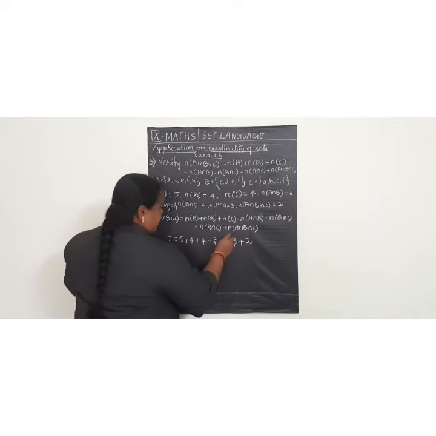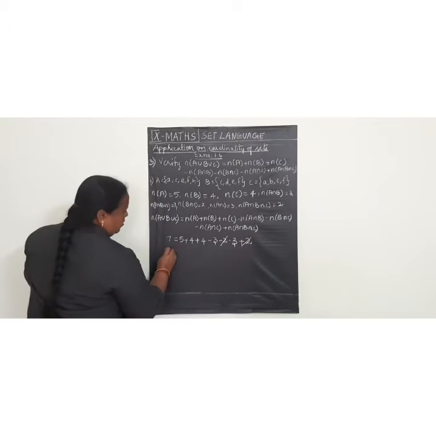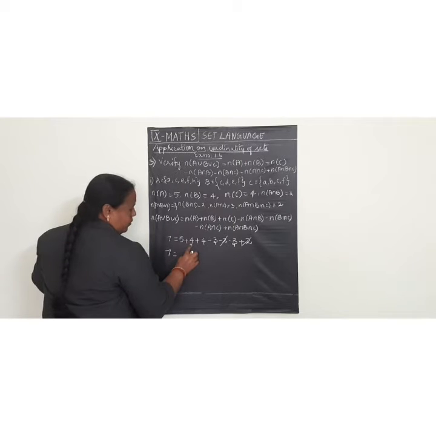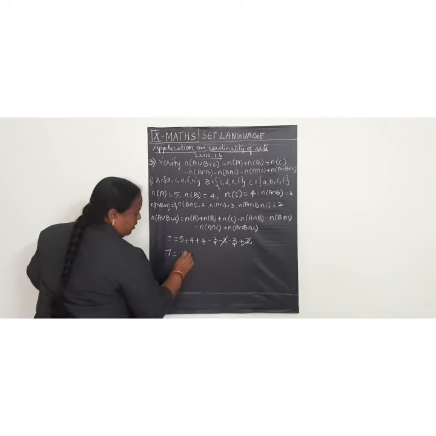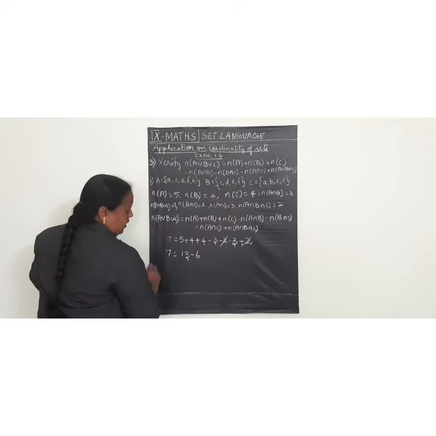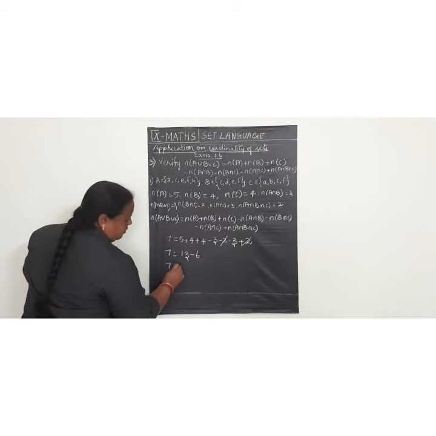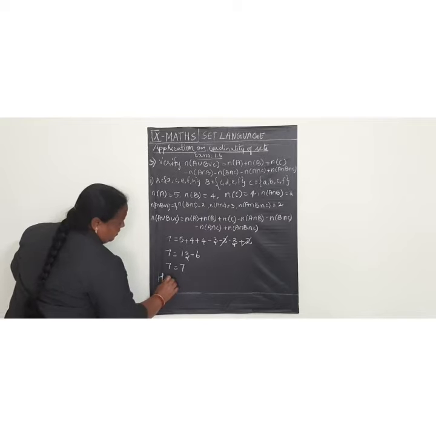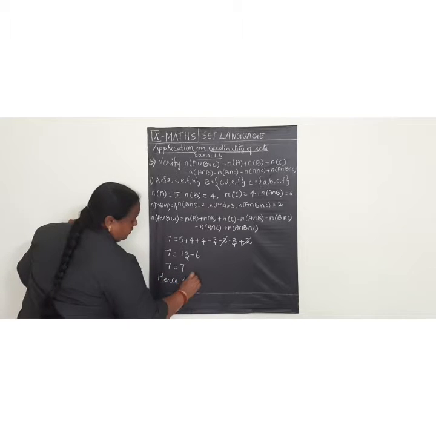Now we can cancel this plus 2 and minus 2. So 7 is equal to 5 plus 4 is 9, 9 plus 4 is 13, minus 3 and minus 3 is minus 6. Now 13 minus 6 is equal to 7. Now on both the sides we are getting the same answer. So it's hence verified.